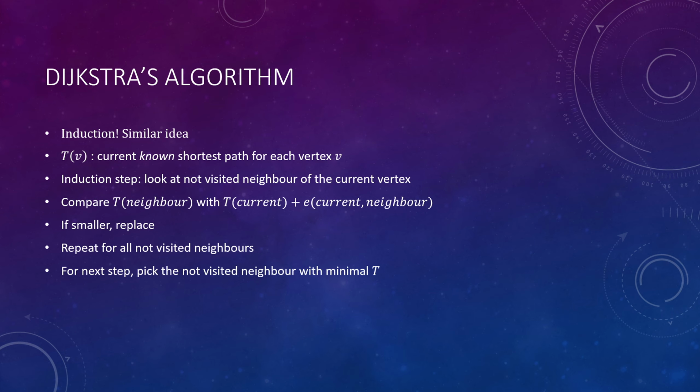And for the next induction step, we pick the not visited neighbor which has minimal t. And this is going to work. We're not going to prove that it's going to work, but this is the idea. It is very similar to the previous step, except that we don't have a very clear hierarchy of the vertices, where we had them earlier with alpha k, beta k. Instead, here is a more general graph.